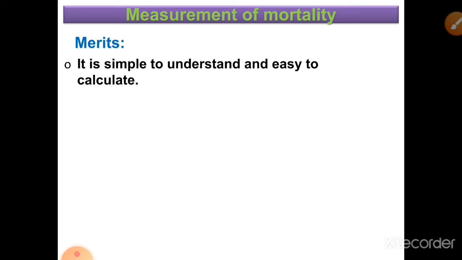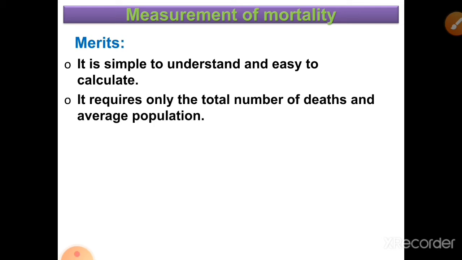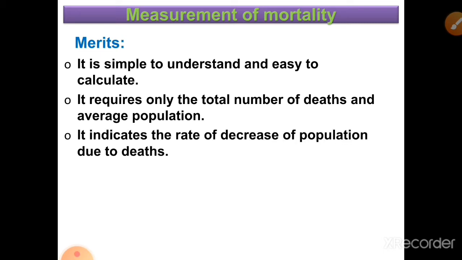The first merit is it is simple to understand and easy to calculate. The second merit is it requires only the total number of deaths and average population. If you know the total number of deaths and total population, then we can easily calculate the CDR. The third merit is it indicates the rate of decrease of population due to deaths. So what are the drawbacks or demerits of CDR?